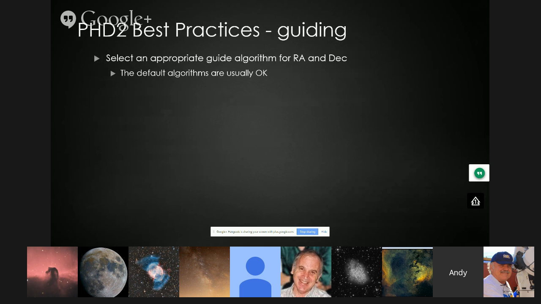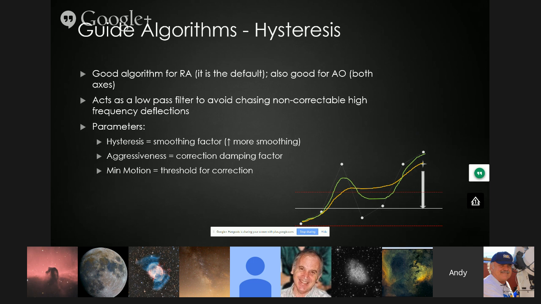So I was going to talk now about tuning of guiding parameters, and to talk about that, we need to understand the individual guide algorithms that are present in PHD2. We allow separate guide algorithms on each axis, right ascension and declination. Almost all the time, the default algorithms are okay. By guide algorithm, I mean, going back to that picture I had at the beginning, where we've determined how far away the star centroid is from your lock position, we have to determine what correction to send to the mount.